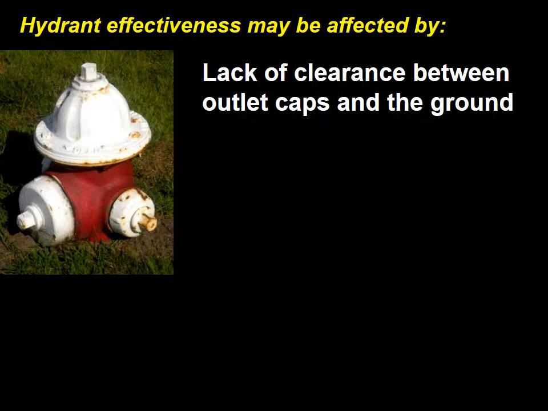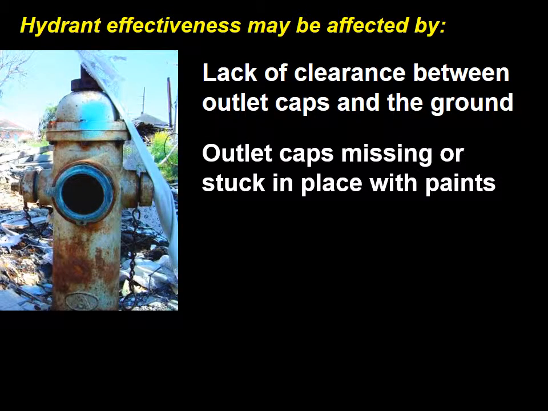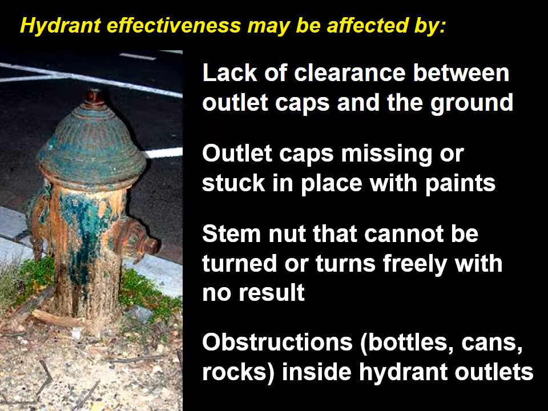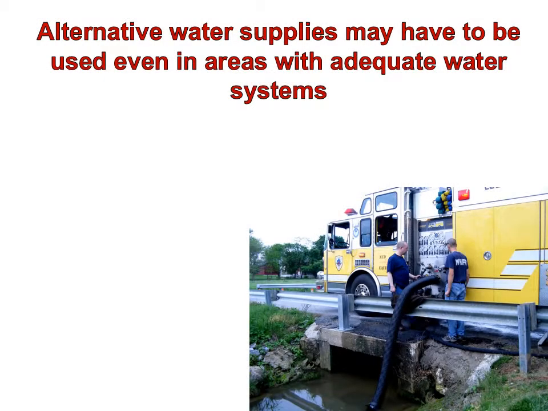Outlet caps missing or stuck in place with paint. Stem nut that cannot be turned or turns freely with no results. Obstructions, bottles, cans, rocks inside the hydrant outlets, so you always flush the hydrant. Damp ground or erosion around a hydrant indicating a leak, and hydrants improperly painted by property owners.